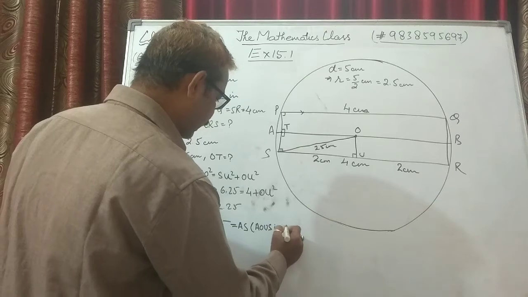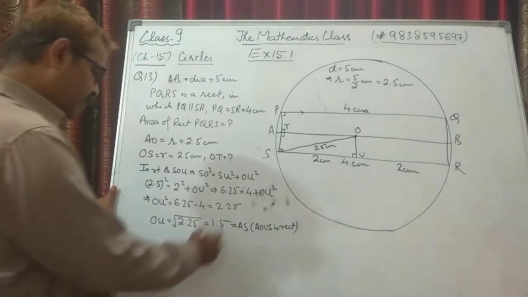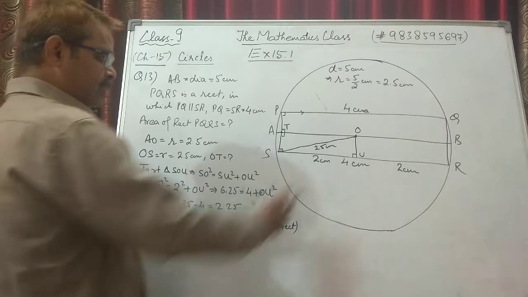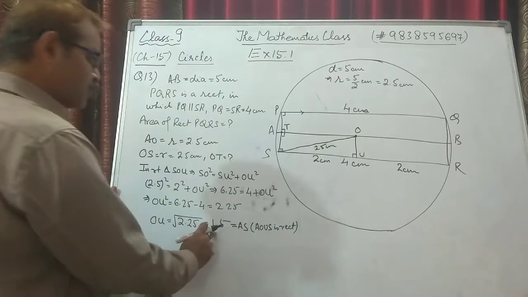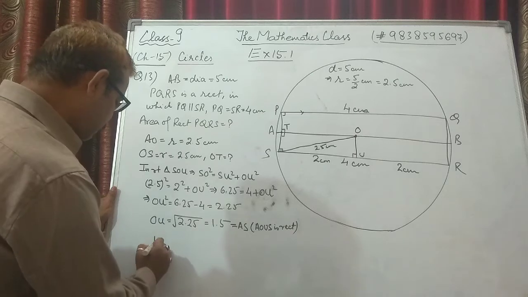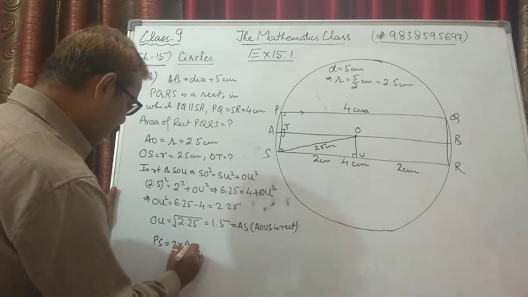AOUS is a rectangle, and in a rectangle we know opposite sides are parallel and equal. That is why OU is equal to AS. So whatever is the value of OU is the same as the value of AS. So AS is equal to 1.5. So we can say PS will be 2 times AS.